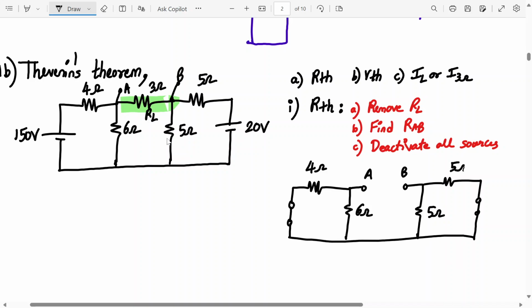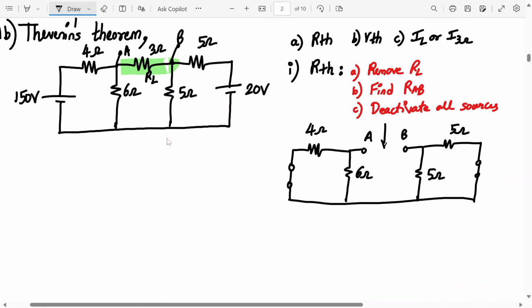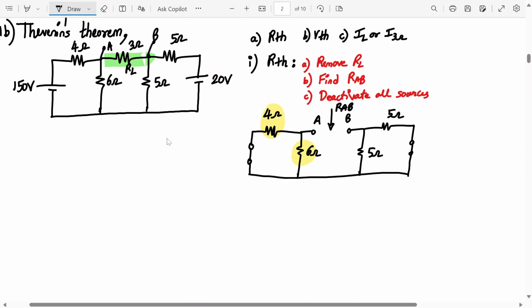Okay, yeah, now tell me the next step. How to calculate RAB? So RAB is over here. Okay, can I say this 4 ohm and 6 ohm are in parallel, or they are in series? Anyone can tell me?